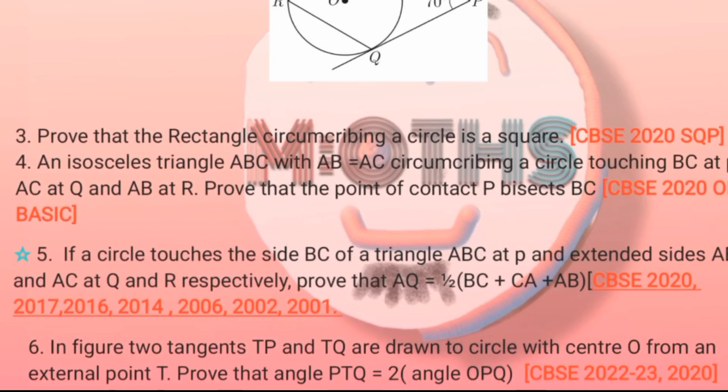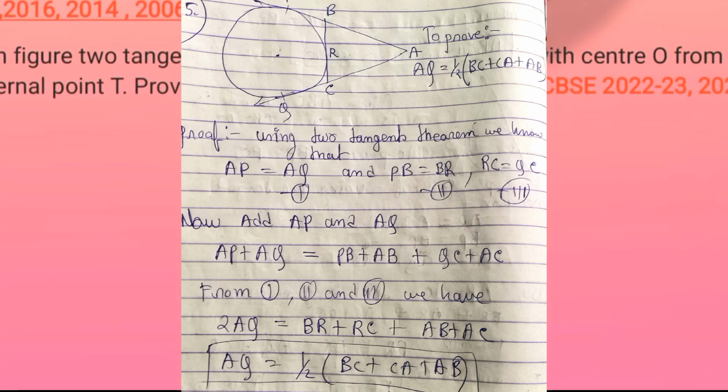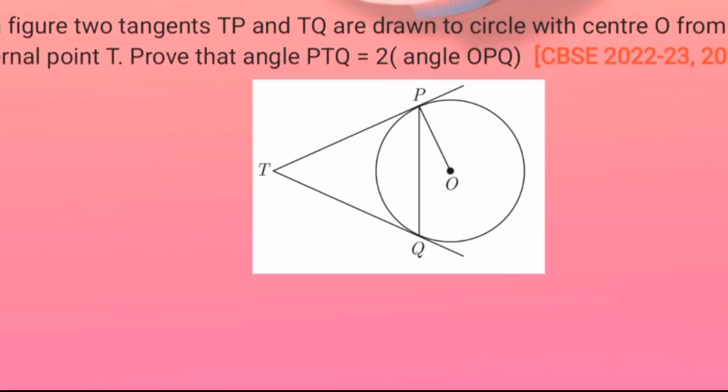Let's move on to question number 5. In order to prove this question, we need to add the two tangents like this. Then we have to use the two tangent theorem. Now moving on to our next question number 6.